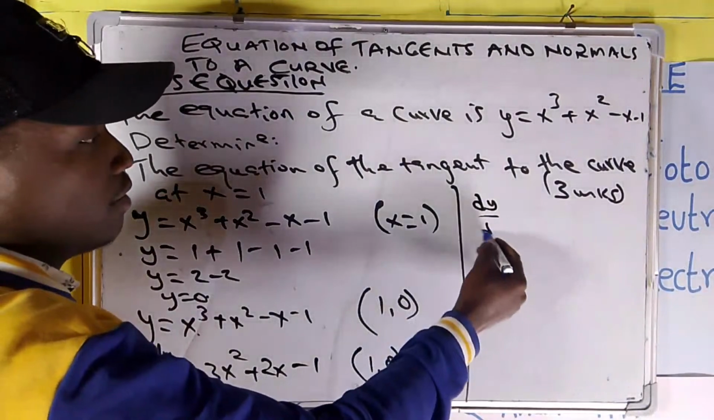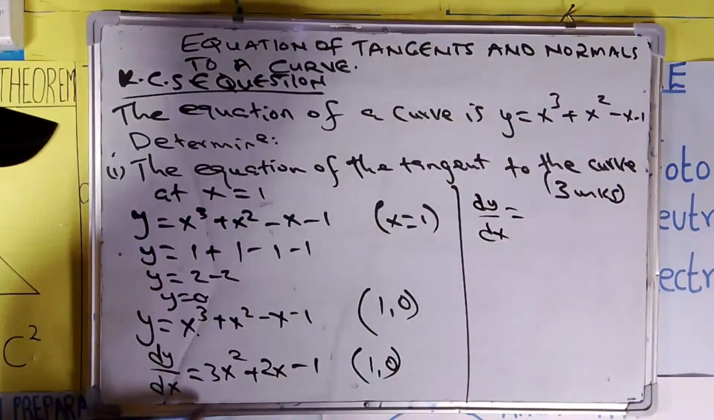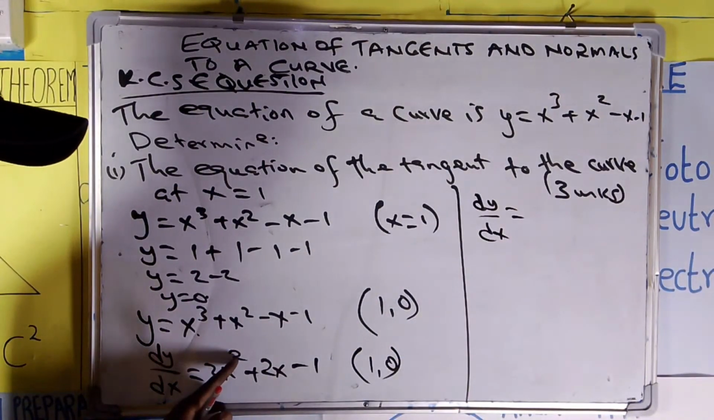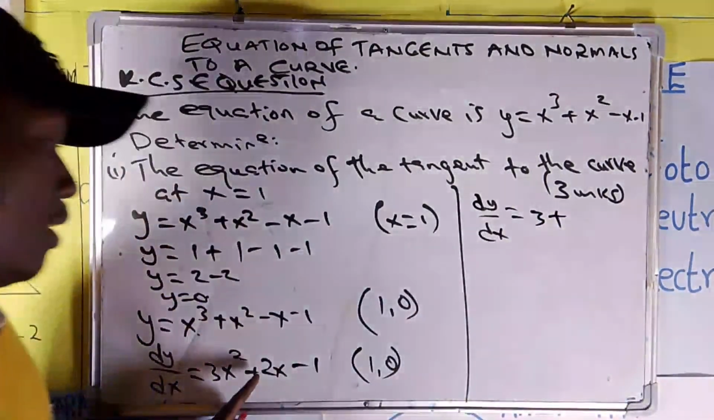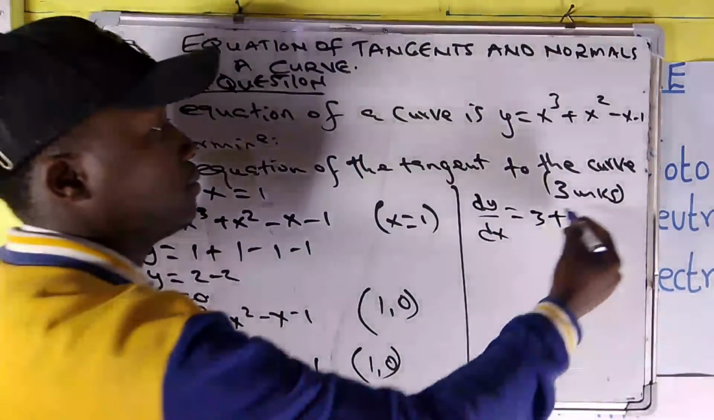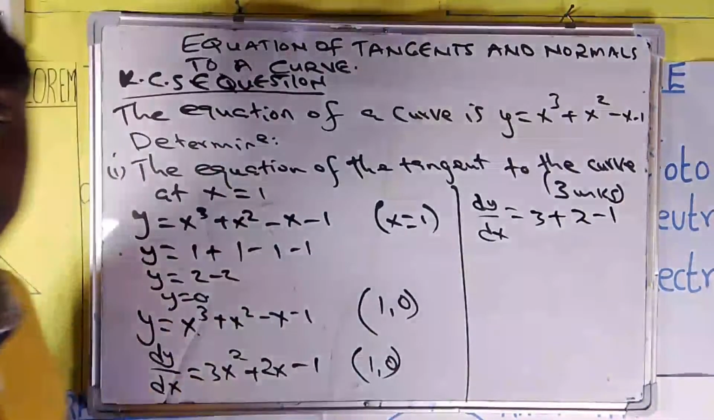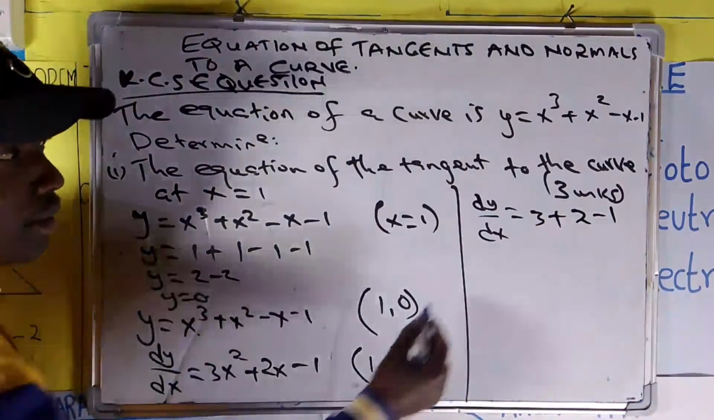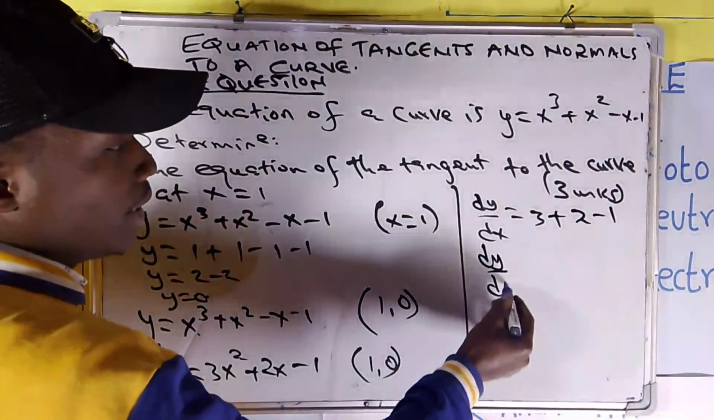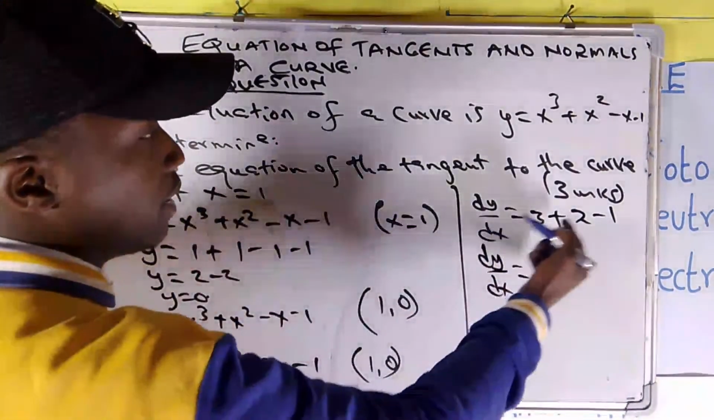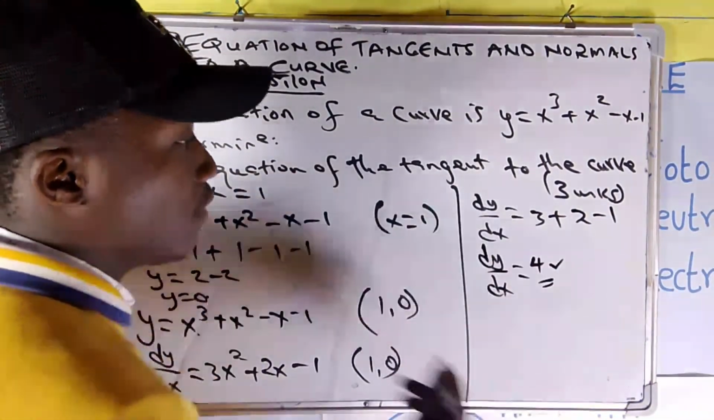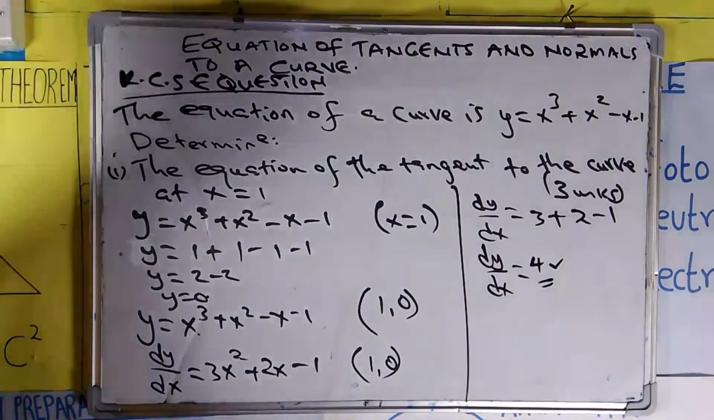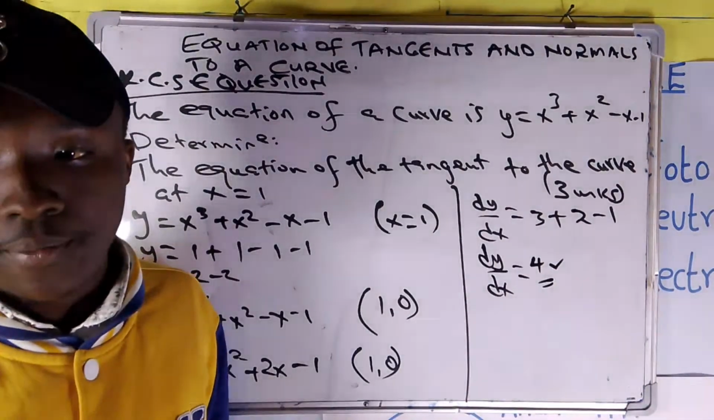So our dy over dx will be equal to 3 times 1 squared, which is 3, plus 2 times 1, which is 2, minus 1. So dy over dx will be equal to 3 plus 2, 5, 5 minus 1, 4. So we have gotten the gradient as 4.